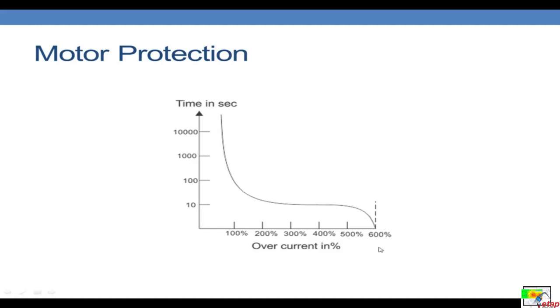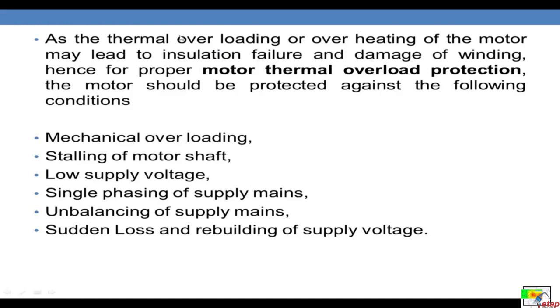So when providing protection for induction motors, you have to consider this curve and assign your instantaneous overcurrent protections beyond this point over here. So let us go a little further. In case of motors, we also need the thermal overload protection. So let us see what the thermal overload protection is. Overheating of the motor could lead to insulation failure and thereby damage of the winding. So it is recommended to have a proper motor thermal overload protection.